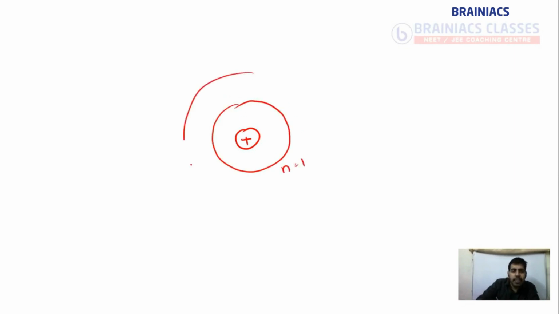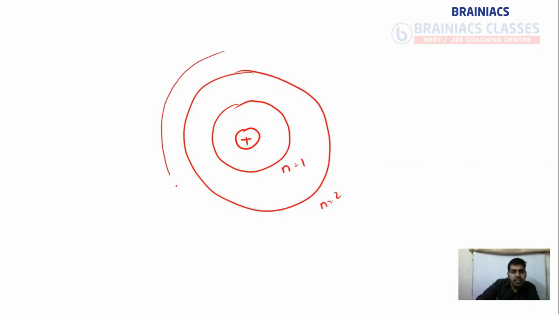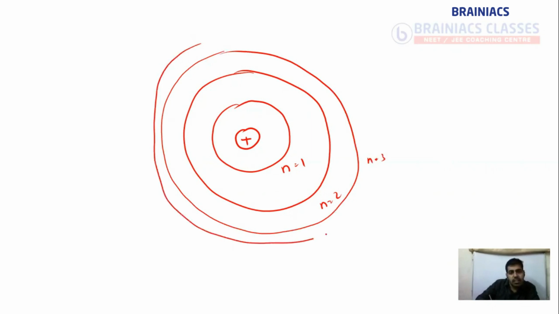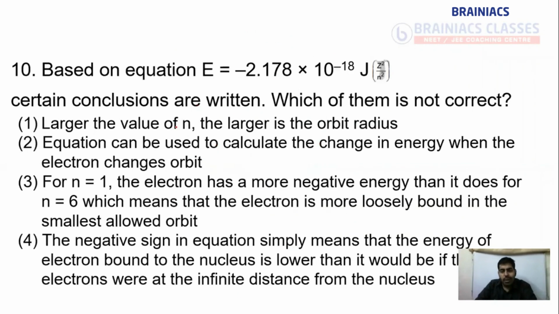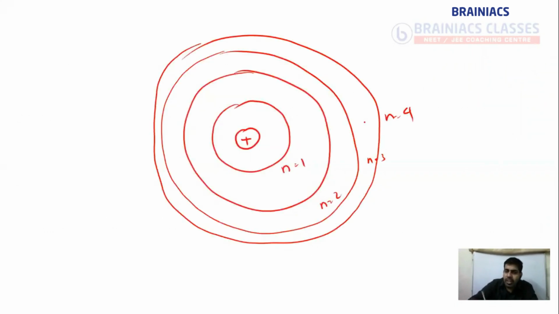Larger the value of N, that means if we consider one orbit, let this be N is equal to 1, N is equal to 2, N is equal to 3, N is equal to 4. So, larger the value of N, greater will be the orbital size, right? As N value increases, radius also increases.